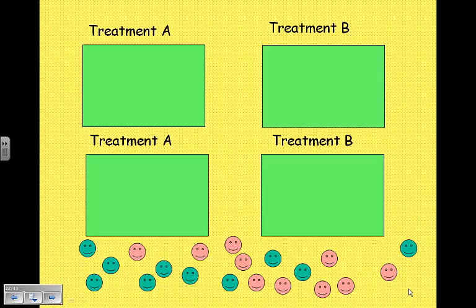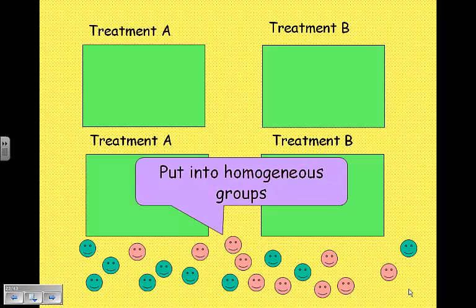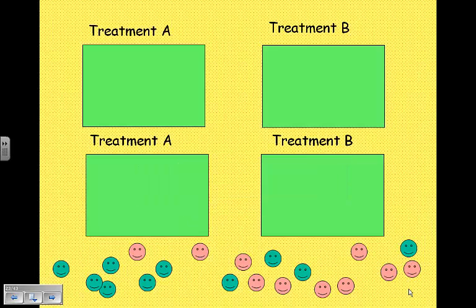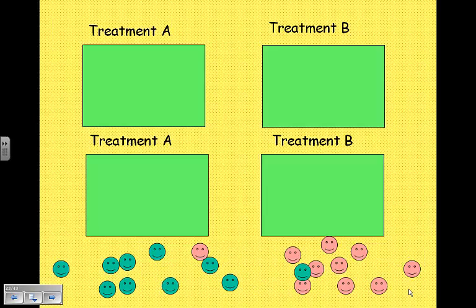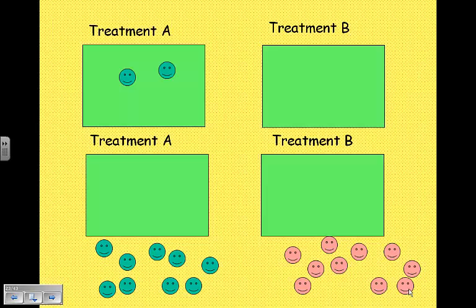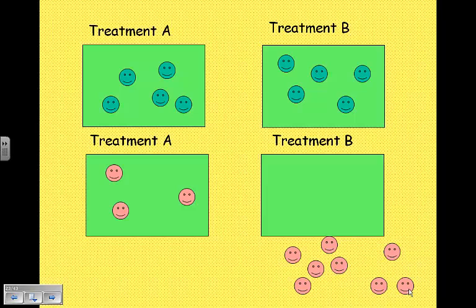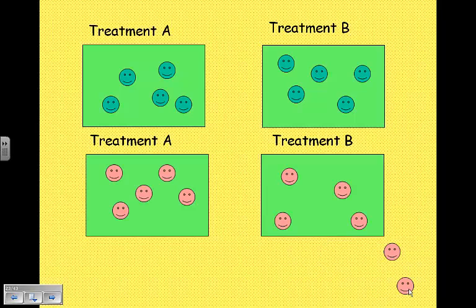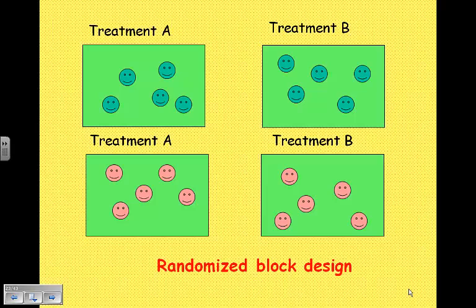So here's an example again with our smiley faces. First thing we would do is divide them into homogeneous groups. So we're going to separate them into blues and pinks. All the blues are coming over to the left, all the pinks are going over to the right. Then, once we've completely split them up, we would randomly assign the experimental units to treatments. So half of blue gets treatment A, half of blue gets treatment B. Half of pink gets treatment A, half of pink gets treatment B. That's an example of a randomized block design.